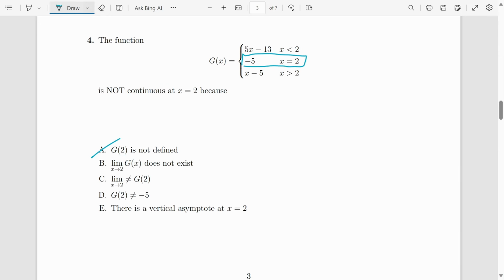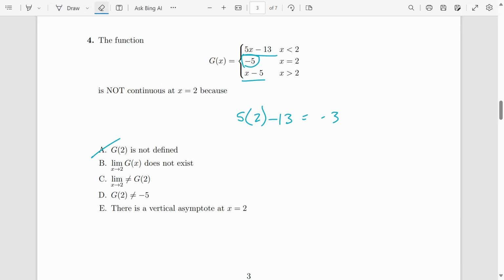What about B? The limit as x approaches 2 of g of x does not exist. I think that one is true, actually. So let's see. If we were to plug in 2 for this definition and this definition, will we get the same value? I know that these definitions are for when x is less than or greater than 2, not equal to 2, but we still need these two definitions to approach the same value if we want the limit to exist. So if we plug in 2 for the first definition, we get 5 times 2 minus 13, which equals 10 minus 13, which is -3.